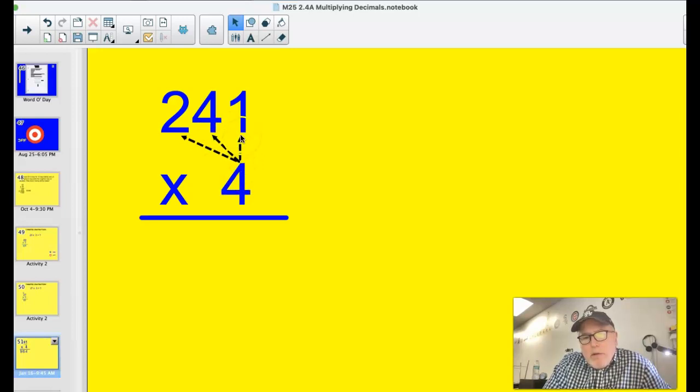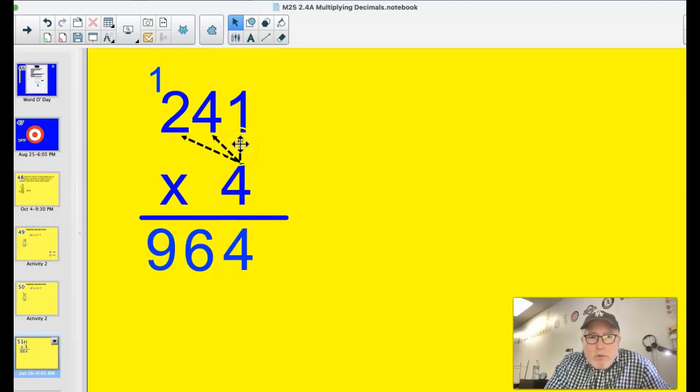4 times 1 is 4. Then we take 4 times 4. Now that's a 2-digit number, so we have to put the 6 down because it's 16. And we put the teen up. So here's the 16. So one more time. 4 times 4 is 16. And then 4 times 2 is 8, plus that 1 makes 9.